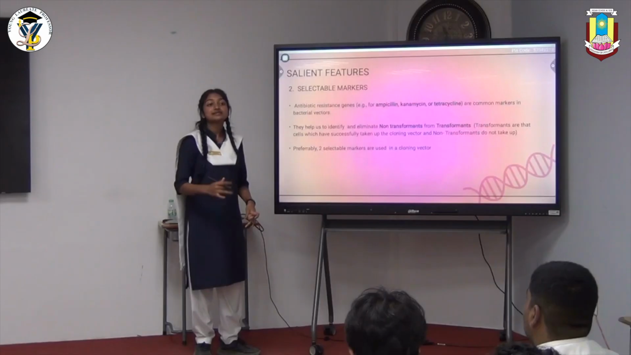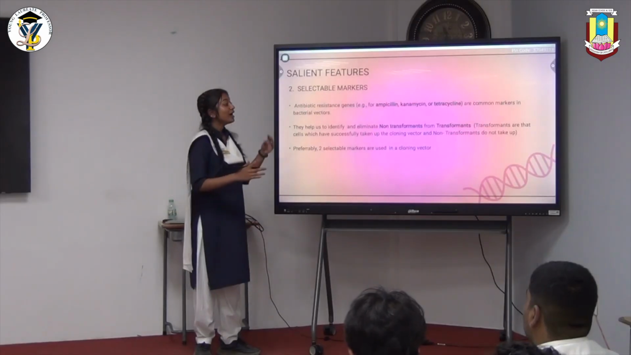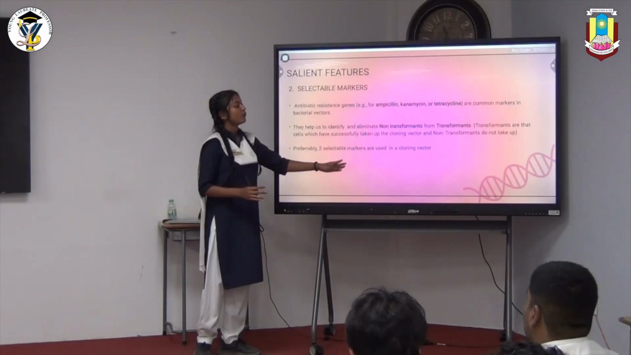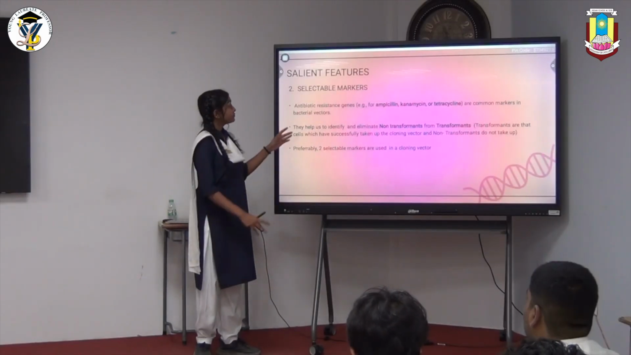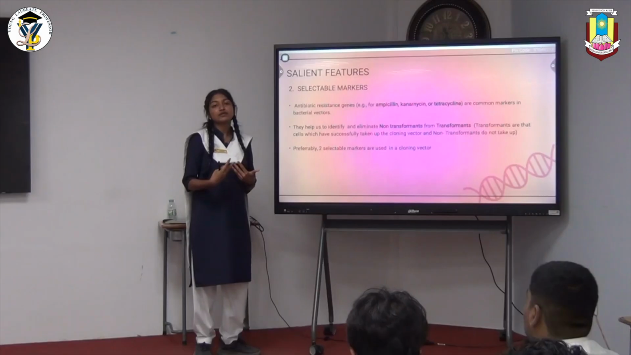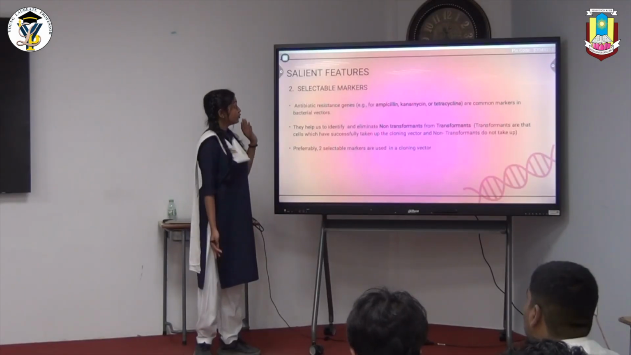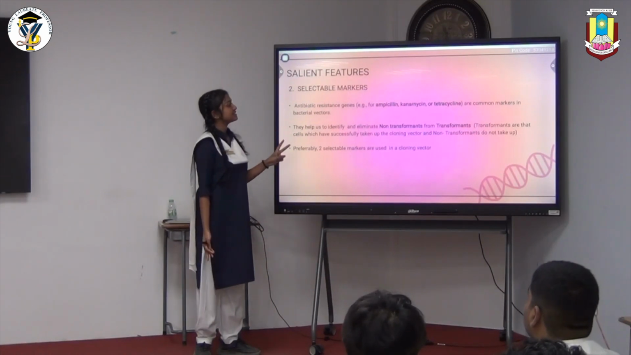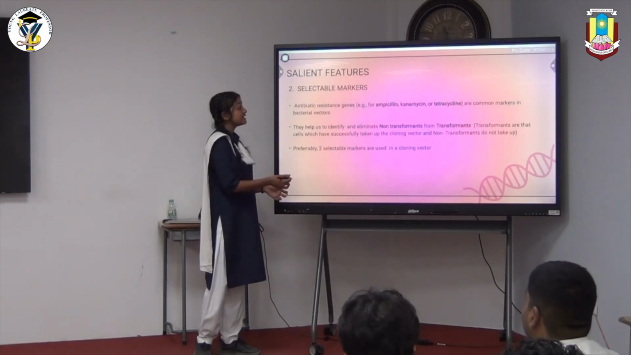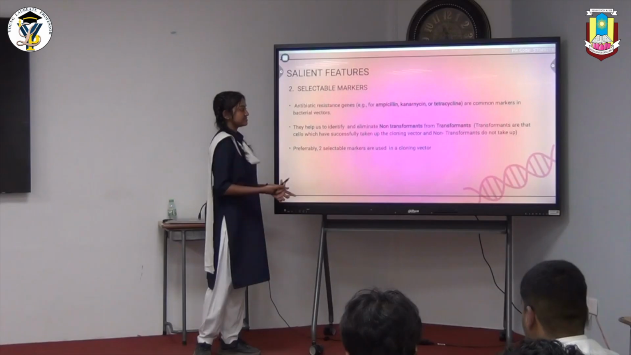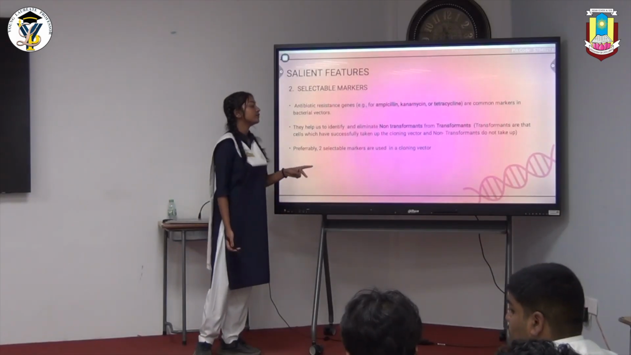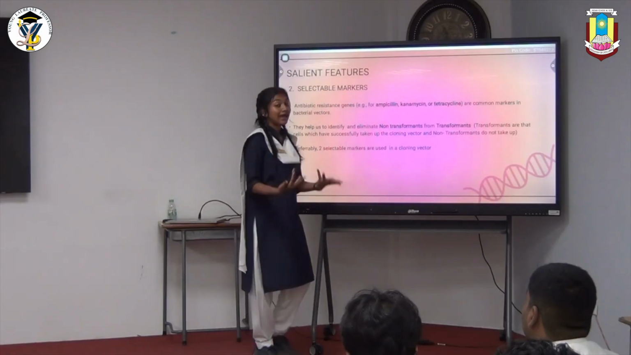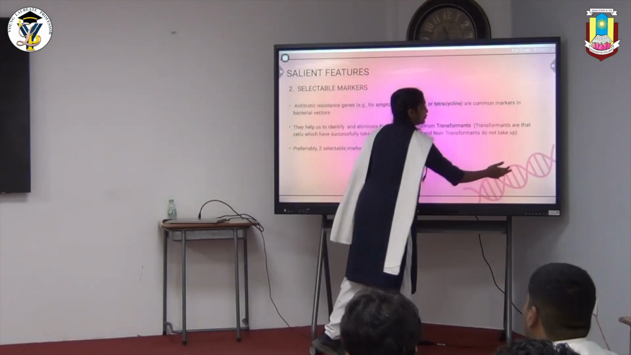Selectable markers are specifically used to identify these non-transformants and eliminate them because we don't need them, right? Now, in the cloning vector that we will be learning, which is the pBR322, the main two selectable markers that we are discussing are the ampicillin resistant gene and the tetracycline resistant gene. And preferably, only two selectable markers are being used in the cloning vector, and I'll explain to you why in a few minutes.